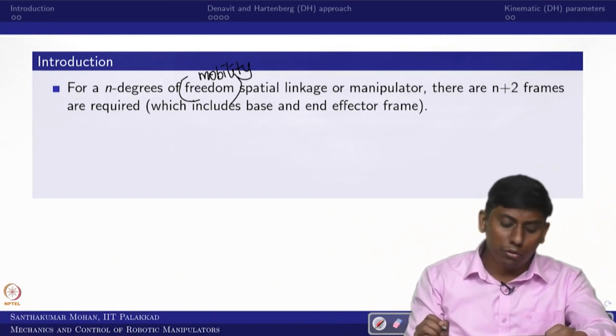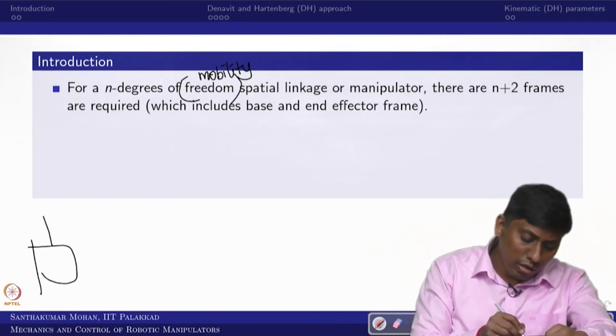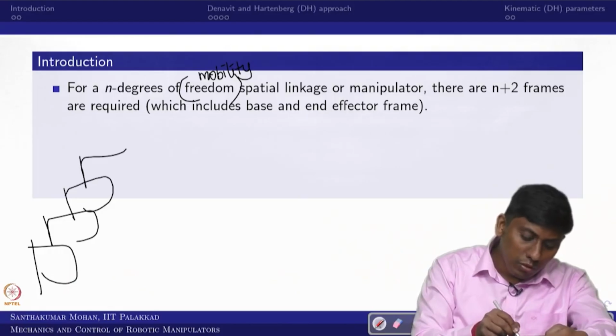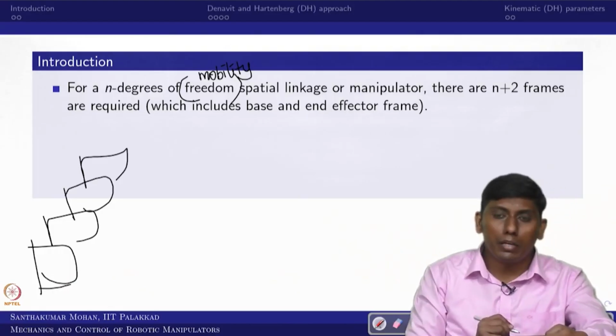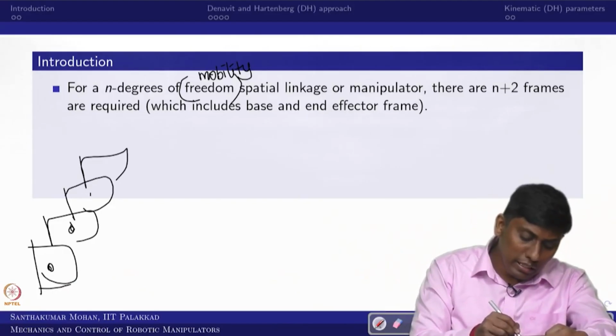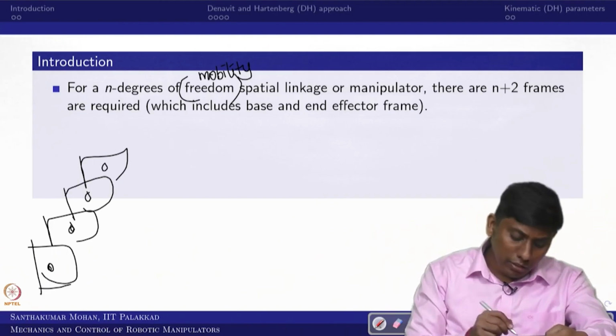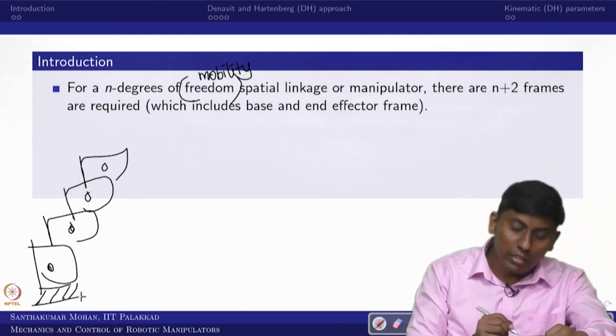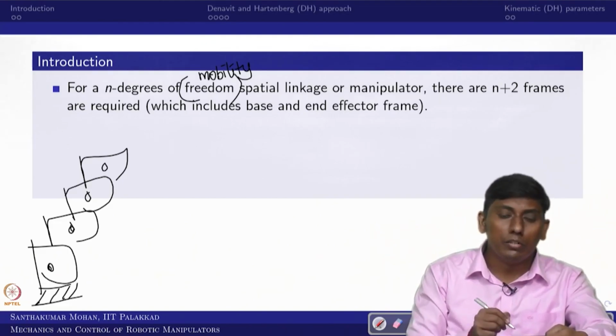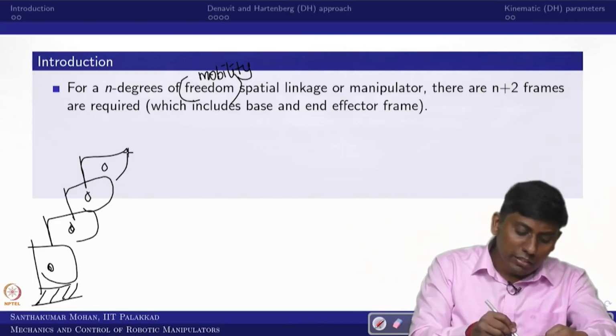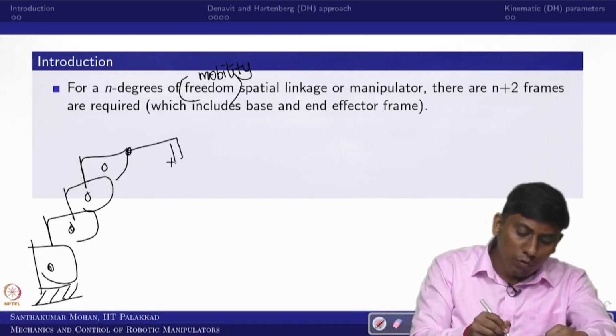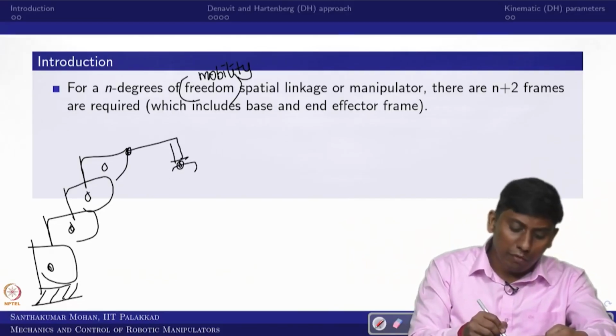So what you can see is the number of bodies. Now how many frames are required? One for each body. In addition to that, you need to fix the inertial frame, so you need one additional frame, and similarly you are going to use, as a useful outcome on the end, the end effector frame.